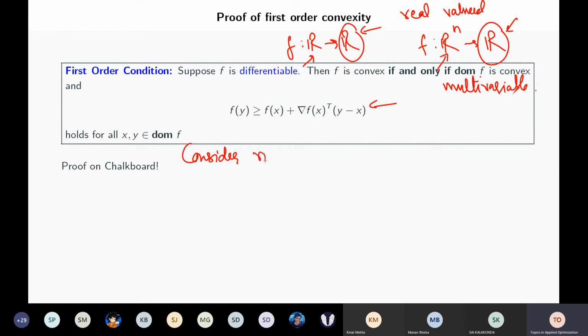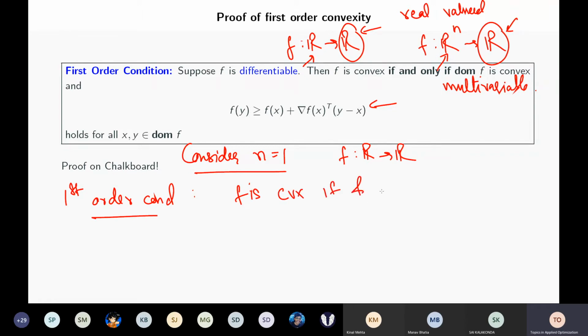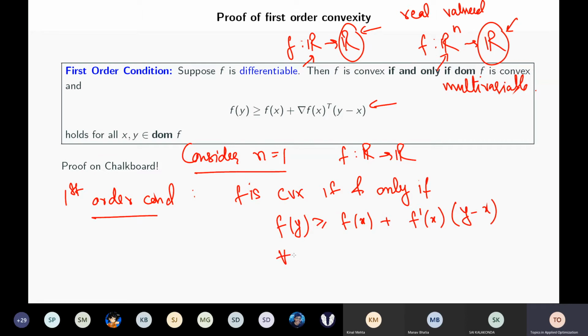So let us consider the case of n equals 1. This will be the case when f is from R to R. What we are trying to prove is that the first order condition now boils down to: f is convex if and only if f(y) is greater than or equal to f(x) plus the derivative of f at x times (y minus x), and this is true for all x, y in the domain of f.